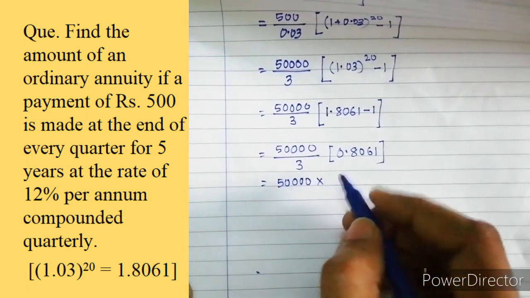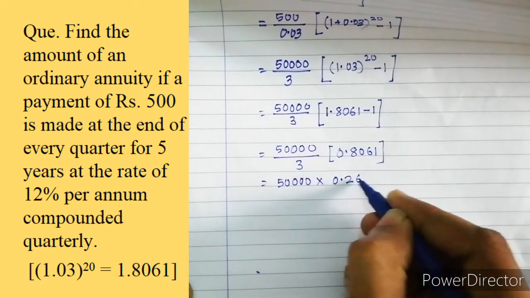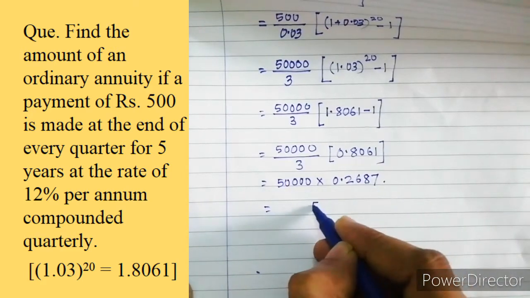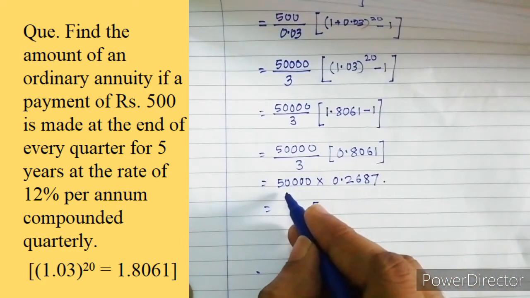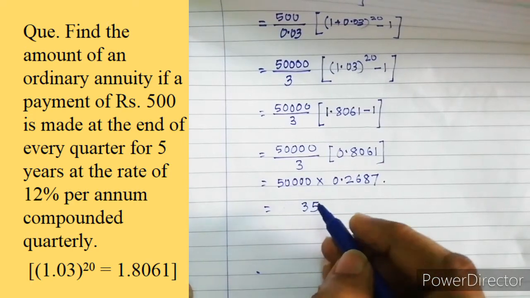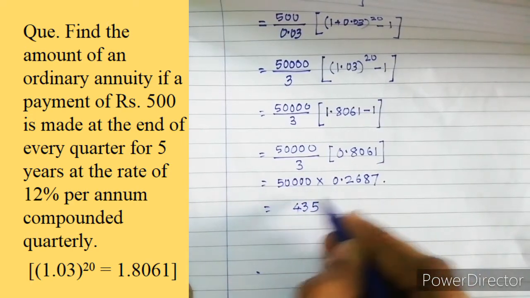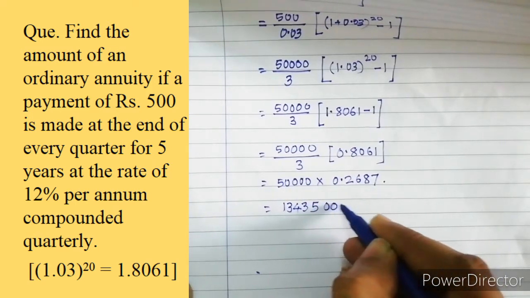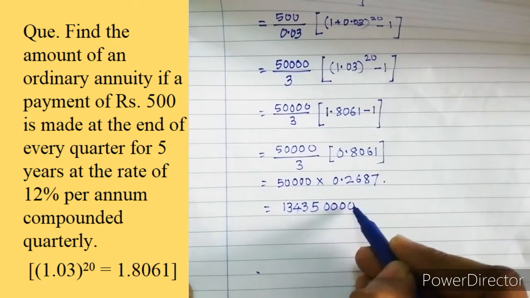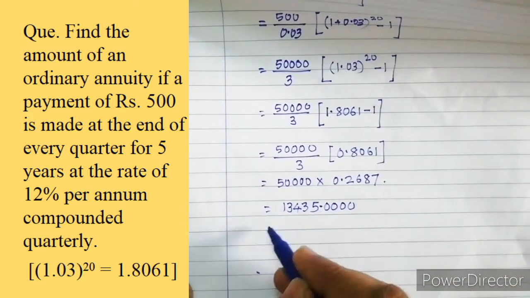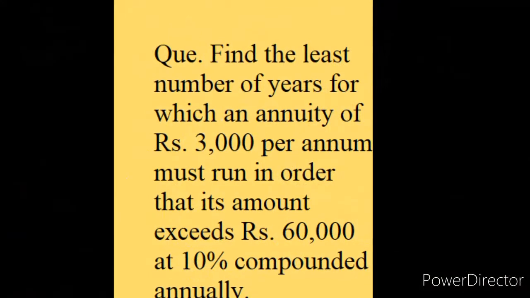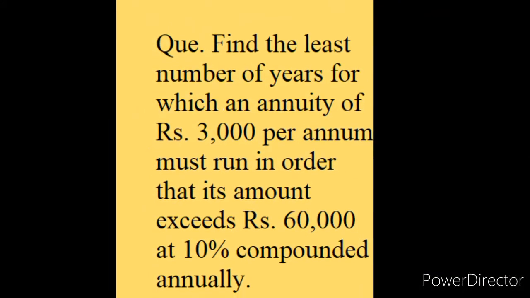Now divide this 8061 by 3, we will get 50,000 into 0.2687, and if you multiply by 5 you will get the digits, and 4 zeros, but after counting 1 2 3 4 there will be a decimal point. So our answer is 13,435. That's all.